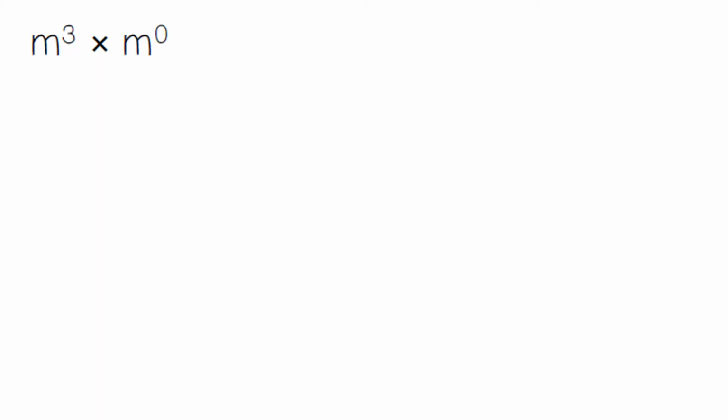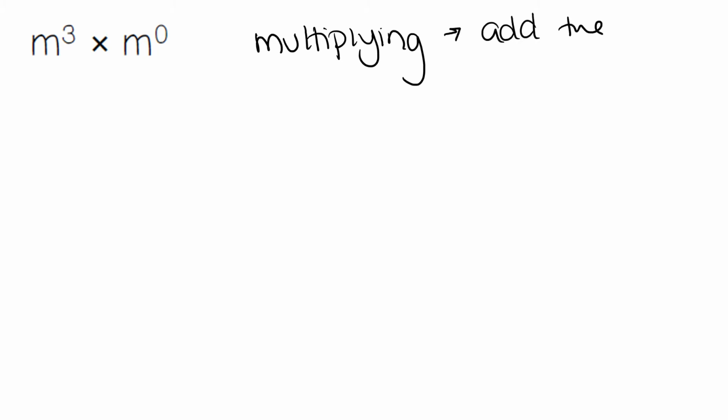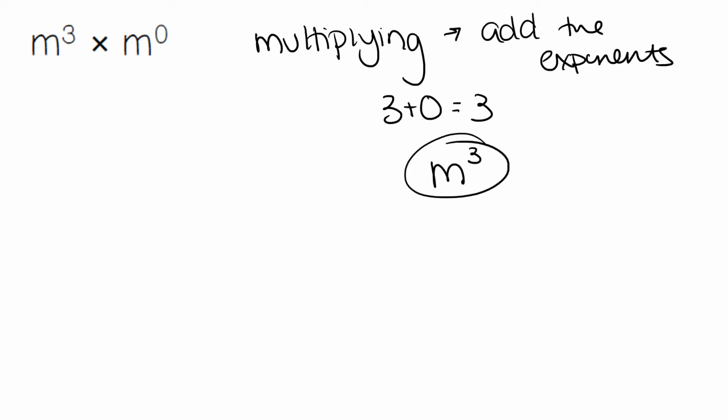So for this problem, again, we have m to the 3rd times m to the 0. Again, we're multiplying, and when we multiply, we're going to add the exponents. My exponents are 3 and 0. And when I add them, I get 3. And so my answer is going to be m to the 3rd power.